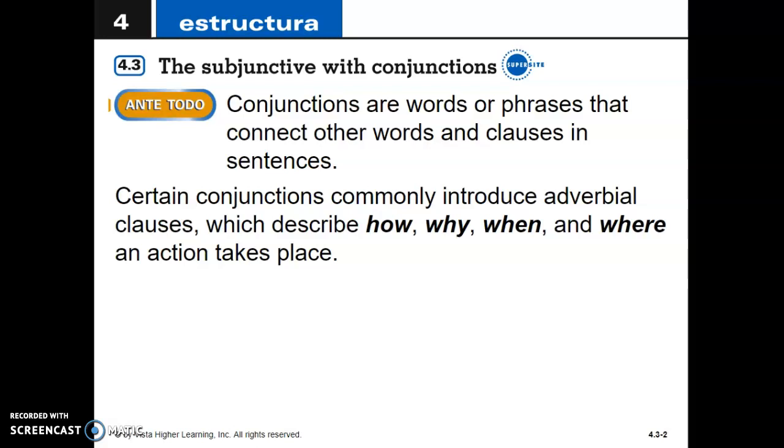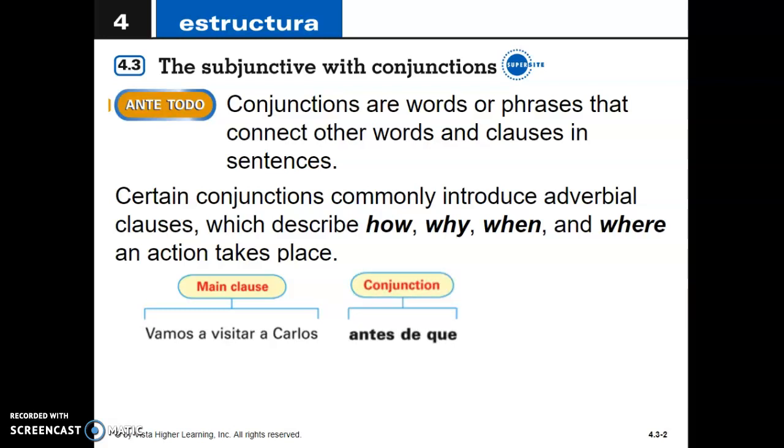Certain conjunctions commonly introduce adverbial clauses. Those describe how, why, when, and where an action takes place. Here's an example. Our main clause is, vamos a visitar a Carlos. Antes de que, here's our conjunction connecting this to an adverbial clause. Our adverbial clause is, regrese a California. So there we start with the subjunctive.